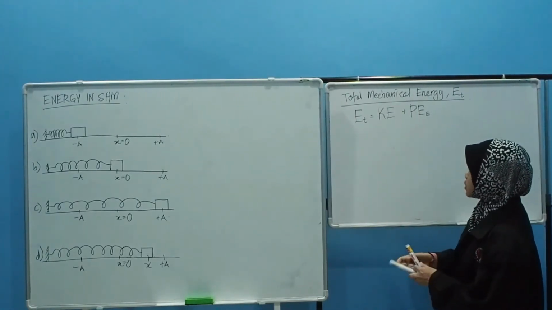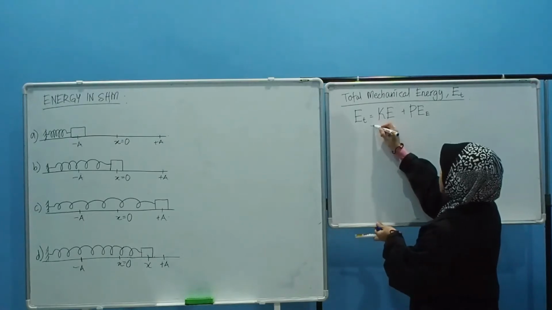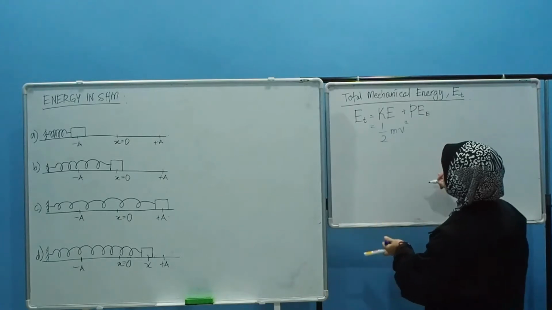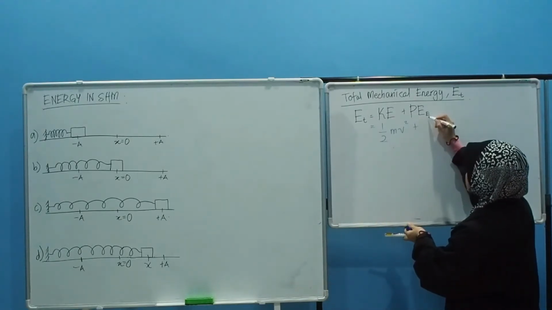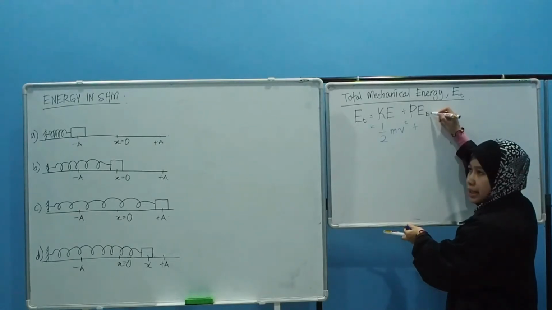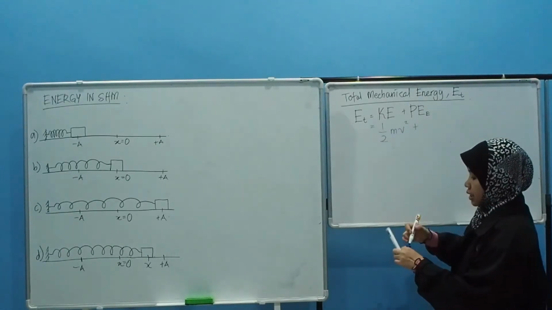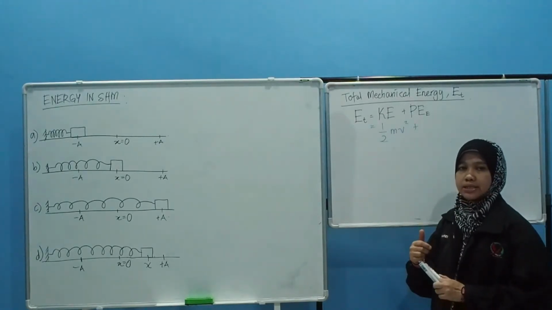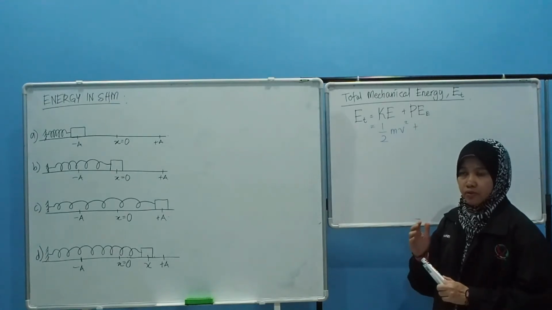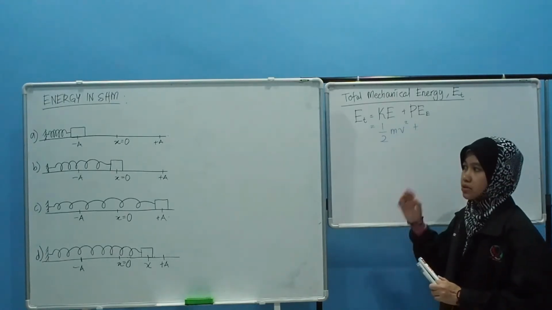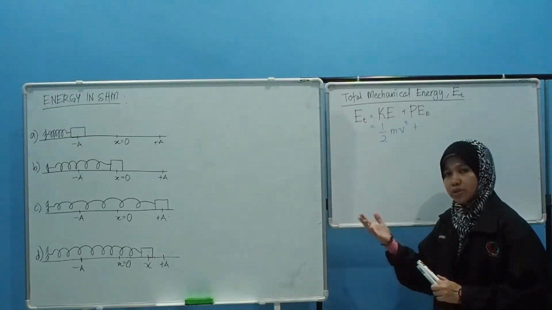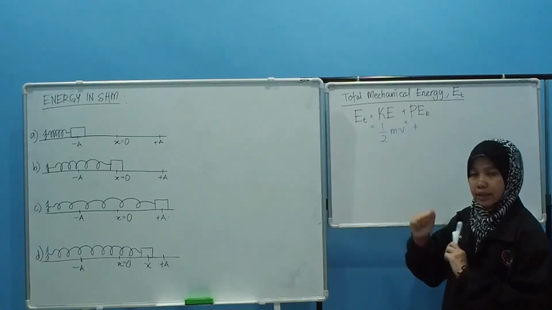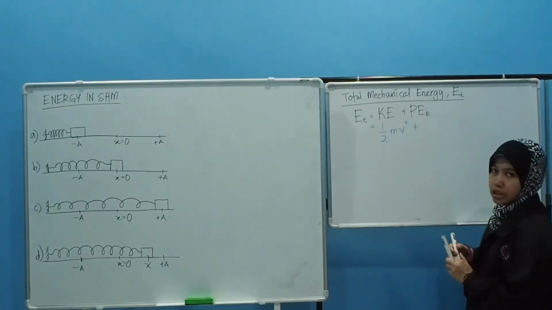So now we expand the equation here. Kinetic energy is equal to half mv square, and then plus elastic potential energy. This is elastic potential energy, not gravitational potential energy. Remember, there are two types of potential energy. One is gravitational potential energy and another one is elastic potential energy. For this example, we will use elastic potential energy because the spring is about elasticity, not about the gravity or height.